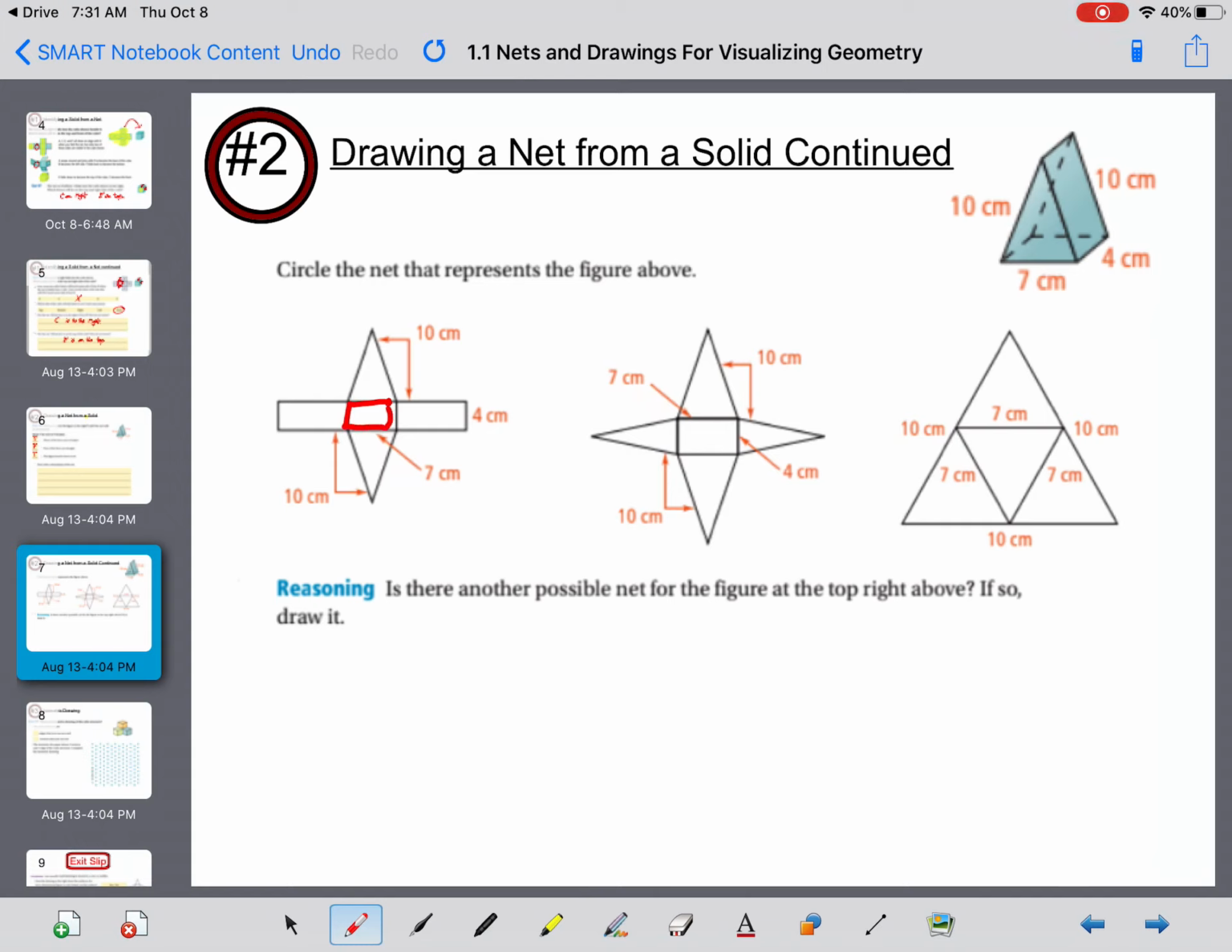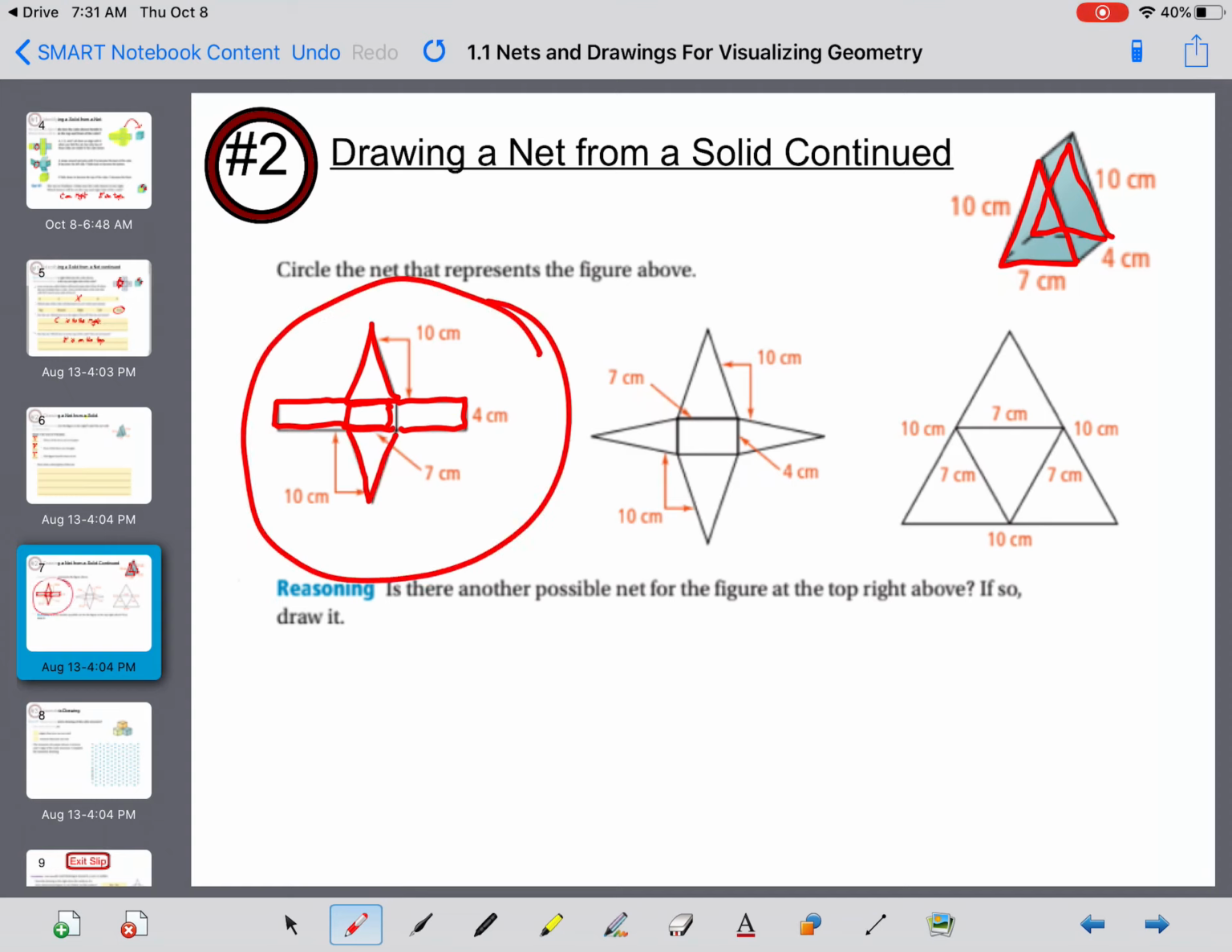And if you kept this base in the middle, this rectangle here is your bottom base. If I was to unfold this shape, you would have your longer rectangles on the side, which are these. And then your triangles would unfold out to the side. So here's your net.